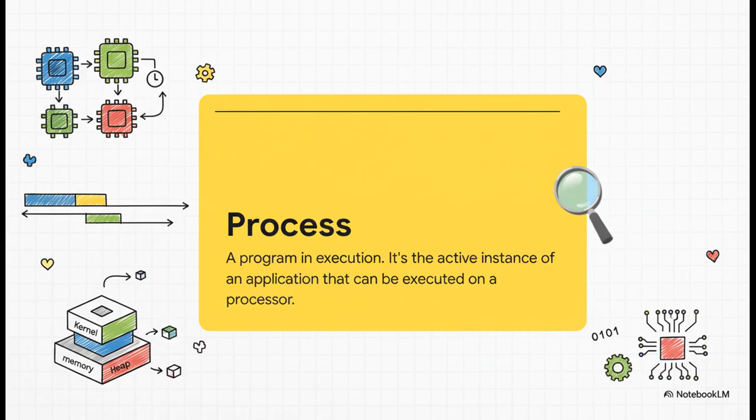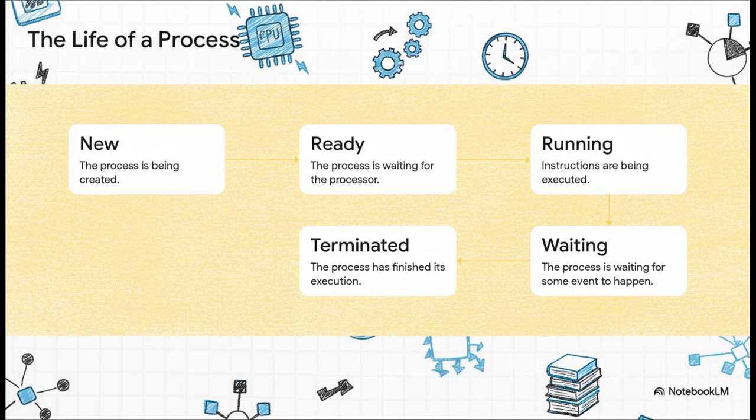A great way to think about it is like a recipe. The written recipe is the program, but the person actively cooking in the kitchen, that's the process. It's the doing. And every single process goes through this life cycle, these 5 states. It starts as new when it's being created. Then it goes into the ready state, basically lining up for its turn on the CPU. When it gets its turn, it's running. Sometimes it has to pause, maybe to wait for you to type something, and that's the waiting state. Finally, when it's all done, it's terminated. The OS handles all these changes without you ever noticing.